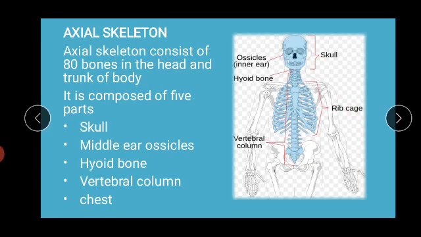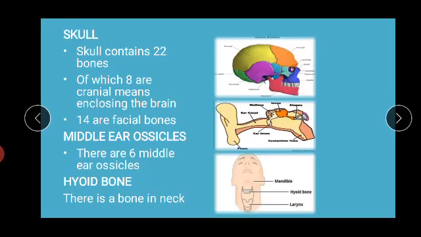Now we will discuss all these 5 portions one by one, and how many bones come in each. First of all, we will see the skull. The skull contains 22 bones. This is your skull, in which facial bones are also included. Out of 22, 8 bones are called cranial bones, meaning they enclose your brain, and 14 are your facial bones.